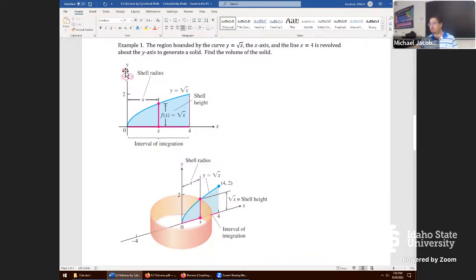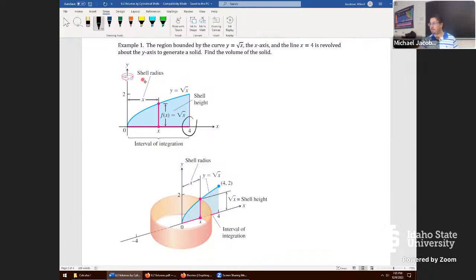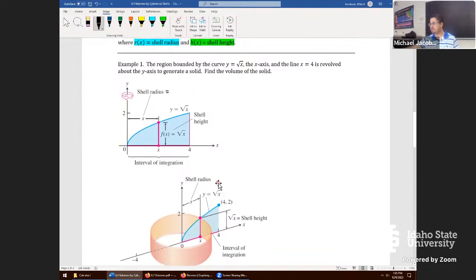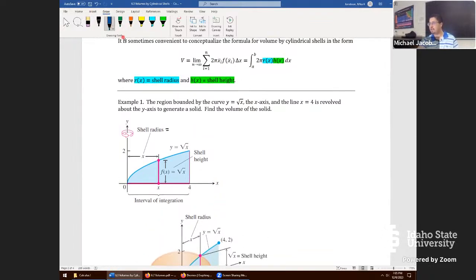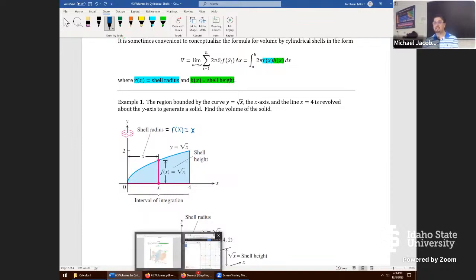And there are other weird problems where maybe you're rotating about 4, but we're not going to have time to get to some of those other problems. You might see them in the reading as well. So for pretty much all the problems that we have time to get through, the shell radius, r of x, is just going to be x in these kinds of problems. It's the distance going from here to here. Does that make sense so far, folks, for the radius?